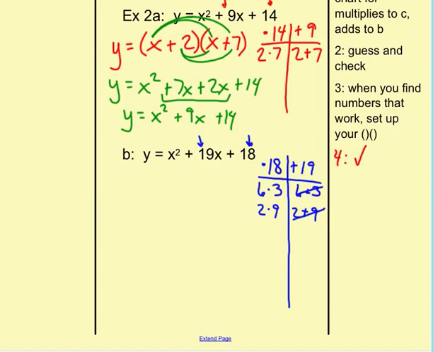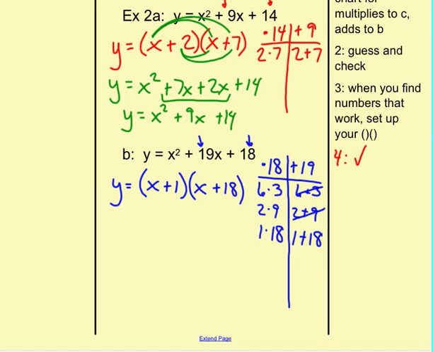What other numbers multiply to 18? A common pair that's forgotten is 1 times itself. 1 times 18 is 18, and 1 plus 18 does equal 19. So we got the correct numbers this time, so we're going to set up our two sets of parentheses. Sometimes I like to just throw my x's in there right away. And then we've got x plus 1, x plus 18.